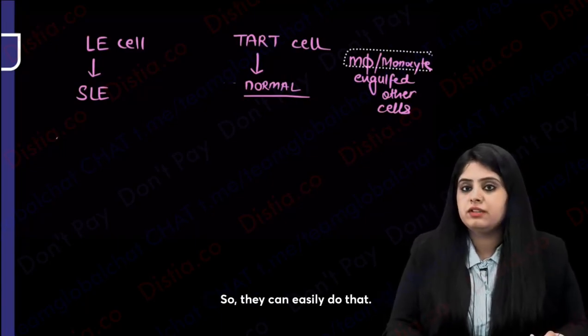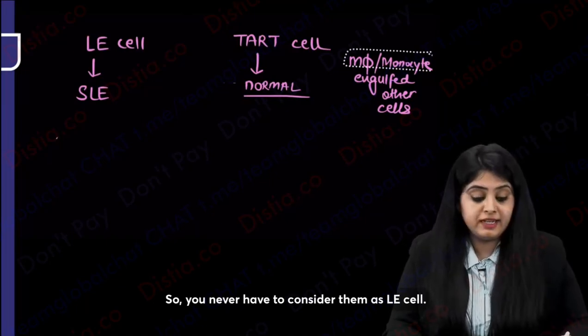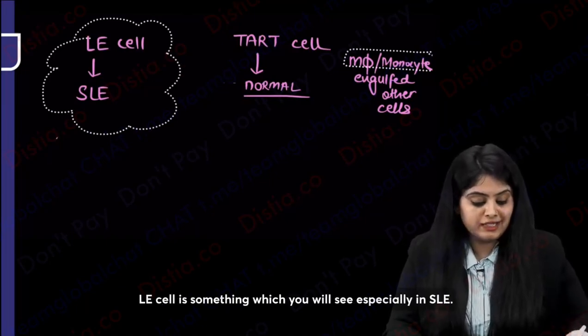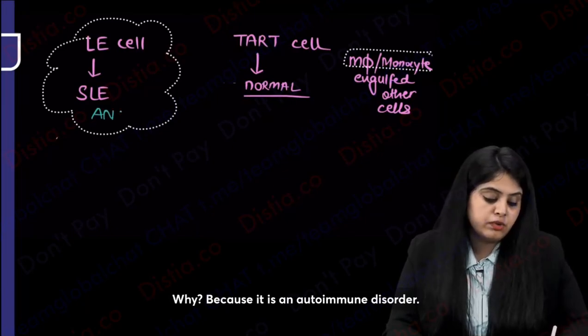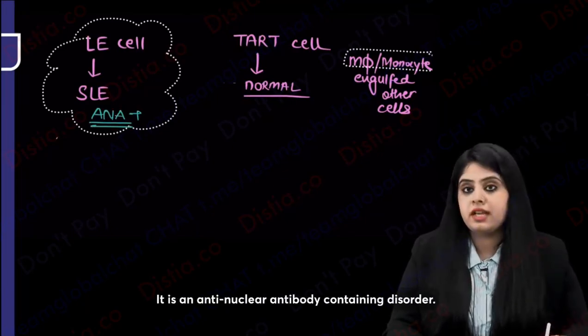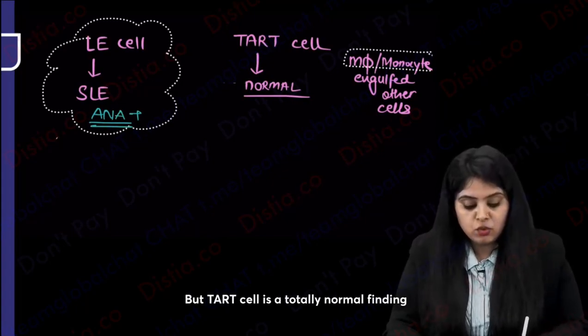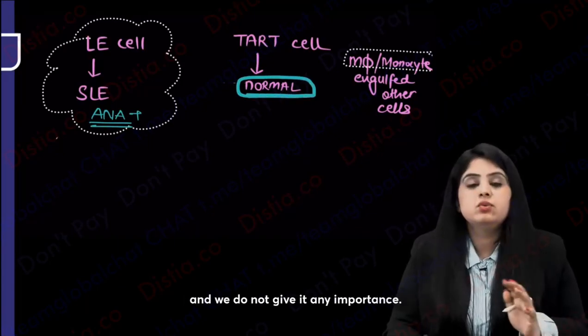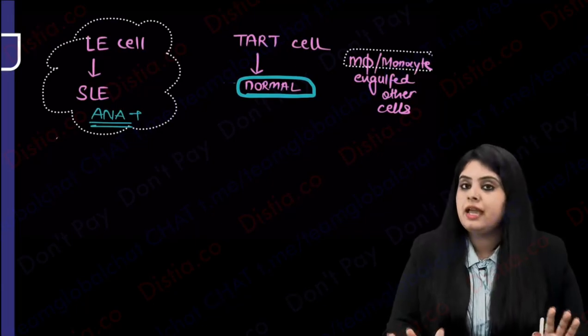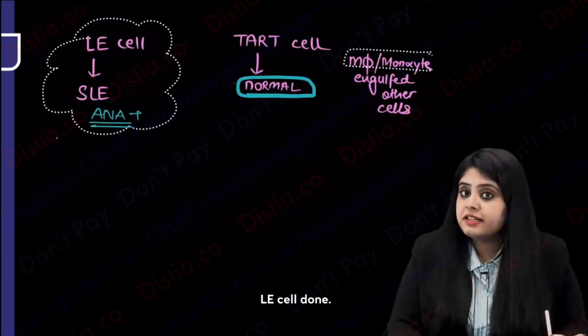So they can easily do that. So you never have to consider them as LE cell. LE cell is something which you will see especially in SLE. Why? Because it is an autoimmune disorder. It is an anti-nuclear antibody containing disorder. So they look very similar, but TART cell is a totally normal finding and we don't give it any importance. MD soap brain done. LE cell done.